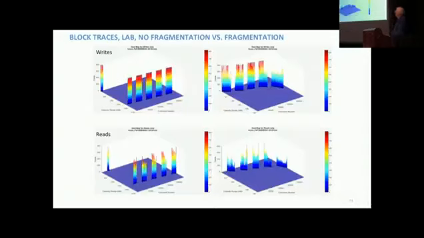So we went out and we did block traces on our targets. On the left-hand side, you see writes in the upper left corner and reads in the lower left corner. That's without fragmentation. When the file system is fragmented, on the right-hand side, above for writes, below for reads, you see the effect of fragmentation on block traces.